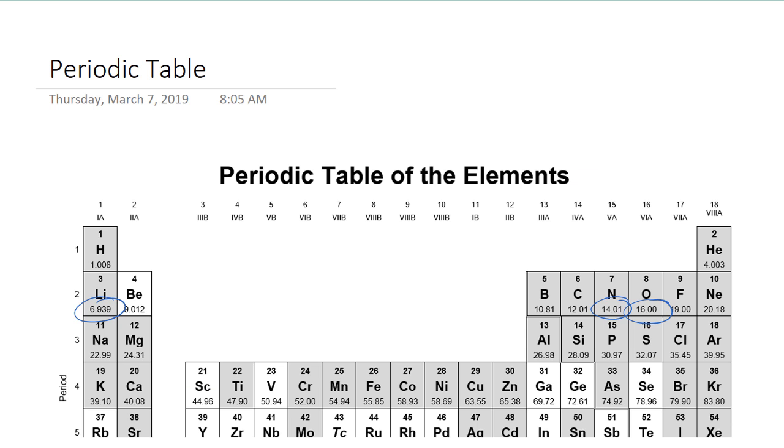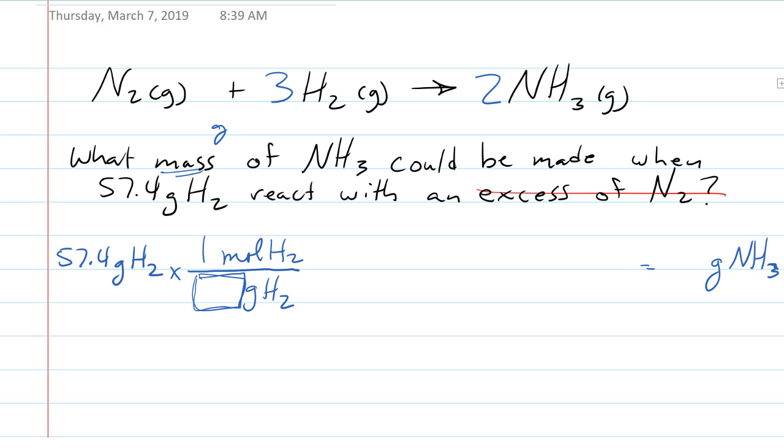We need to go back to the atomic masses. So hydrogen here, one hydrogen has a mass of 1.008. The formula here has 2 hydrogens in it. If you take 1.008 times 2, we wind up with 2.016. And the molar mass is always, this is always true, the number of grams contained in 1 mole, always. So at this point, grams of H2 are going to cancel out.